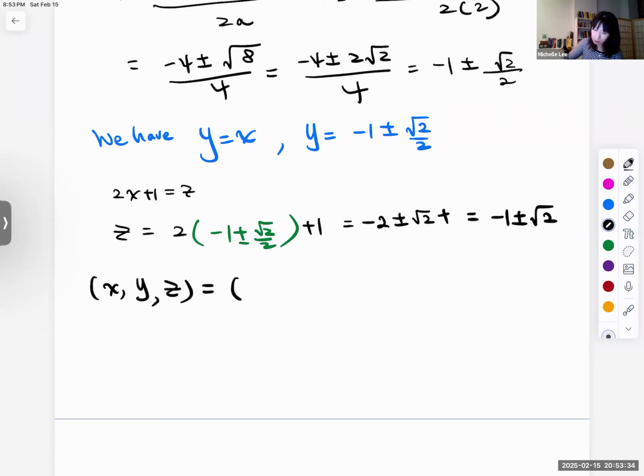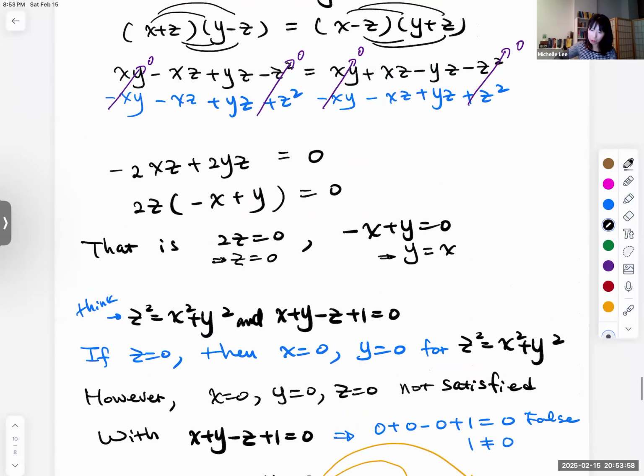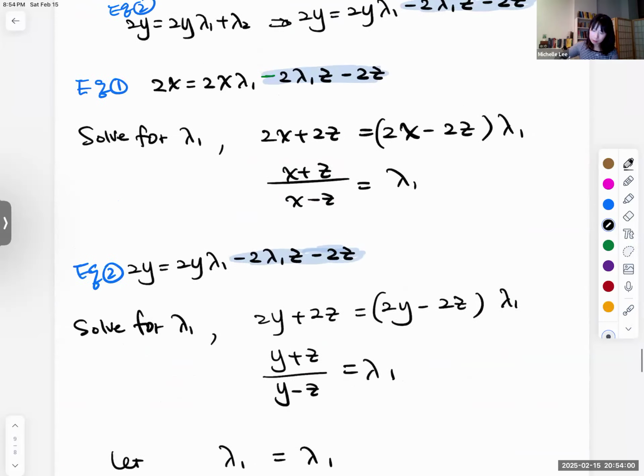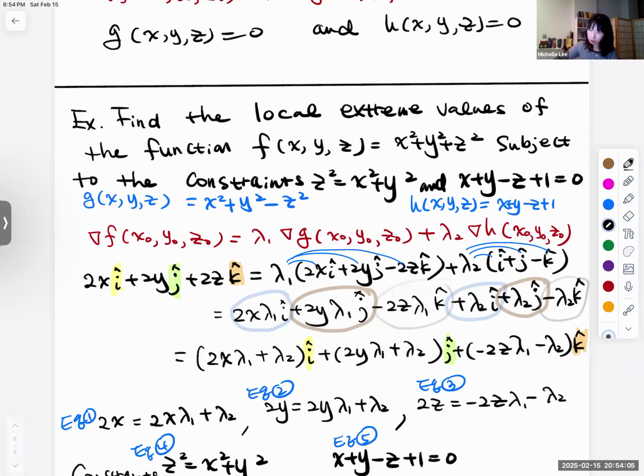So x is the same as y, and z is different. So x equals negative 1 plus or minus square root of 2 over 2, y equals the same number, and z equals negative 1 plus or minus the square root of 2, right? Okay, let's find the local extreme values. So we need an objective function, and then I want to calculate. The objective function locally is not that crazy.